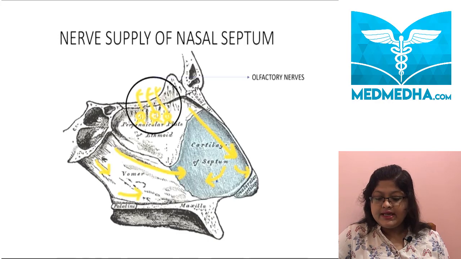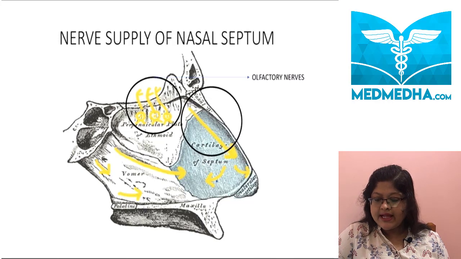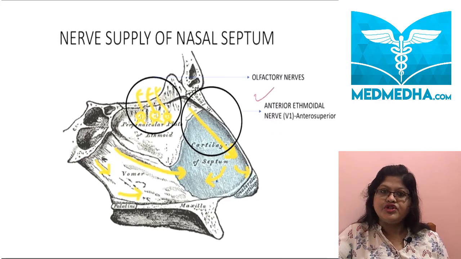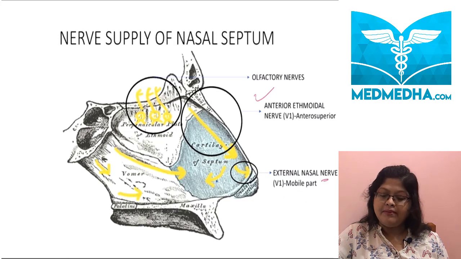So first of all, we see these are the olfactory nerves. These pass through the cribriform plate of ethmoid and they go to the cranial cavity. For the anterosuperior quadrant, we have the very important anterior ethmoidal nerve, which is the anterosuperior quadrant supplier, and it is part of the ophthalmic division of the trigeminal nerve. The anteroinferior quadrant and the mobile part of the nasal septum is supplied by the external nasal nerve, which is again part of the ophthalmic division.